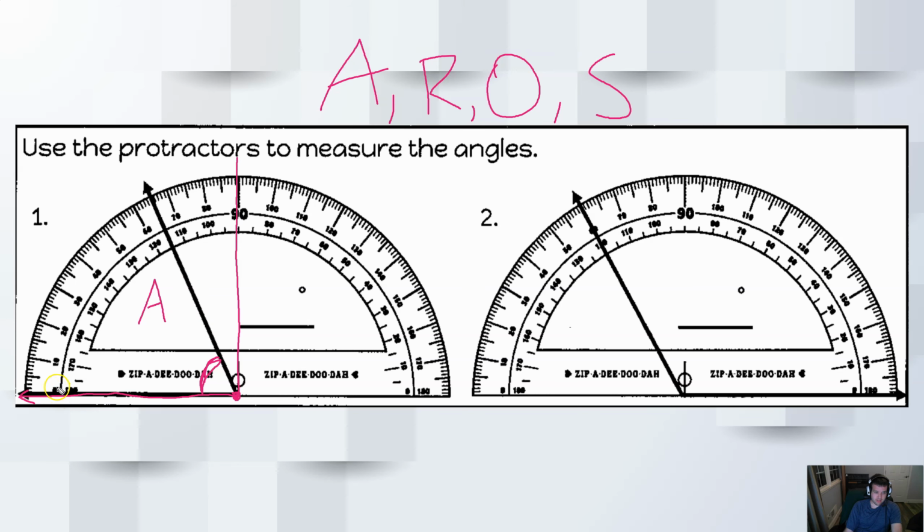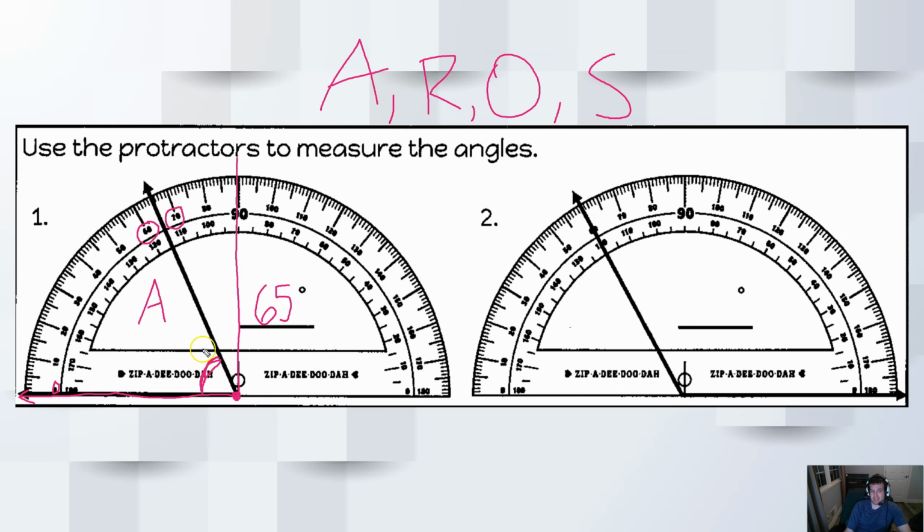Now, this number down here says 0. It says 10, 20, 30, 40, 50, 60, and here's 70. So do you notice how it's in between? It's halfway in between 60 and 70. If that's the case, halfway in between 60 and 70 would be 65 degrees, right?